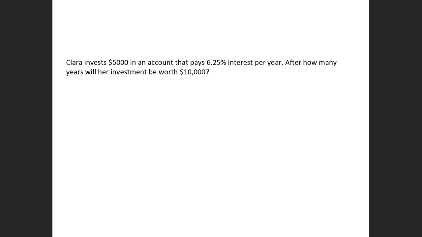So the first thing I'm going to do is set up my equation. My original amount is 5,000. And then this is going to be 1 plus, because the account pays interest per year, 0.0625 to the t power. I don't know what t is. That's what I'm looking for, because it asks after how many years will her investment be worth 10,000. So that means that equals 10,000.